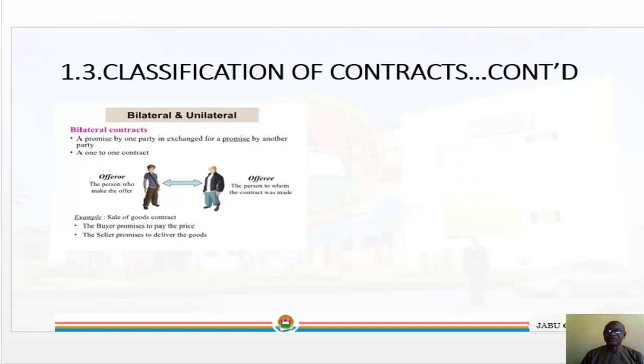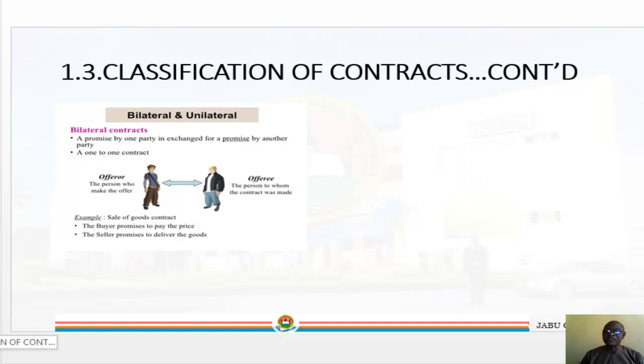Bilateral and unilateral contracts can be demonstrated in a way to show that the bilateral contracts are a promise by one party in exchange for a promise by another party. It is a one-to-one contract.